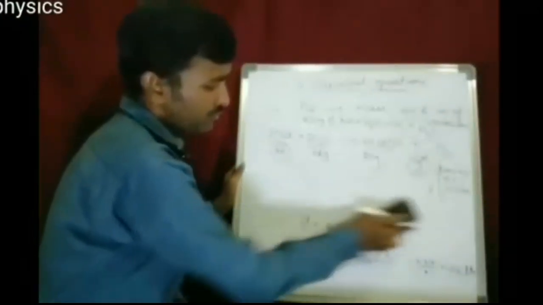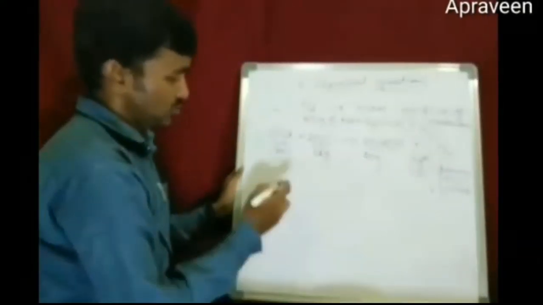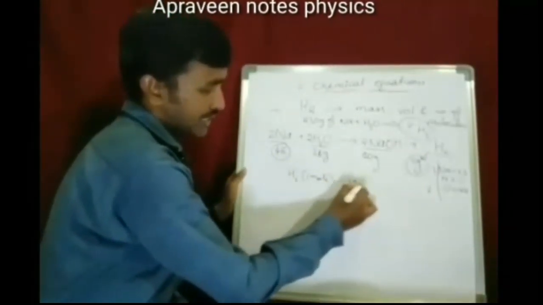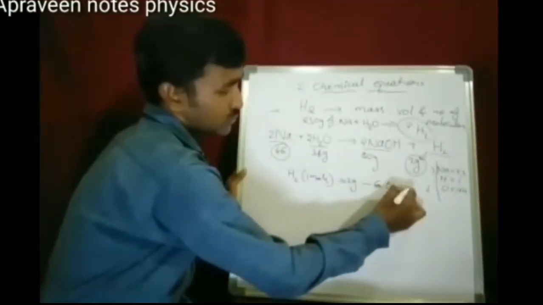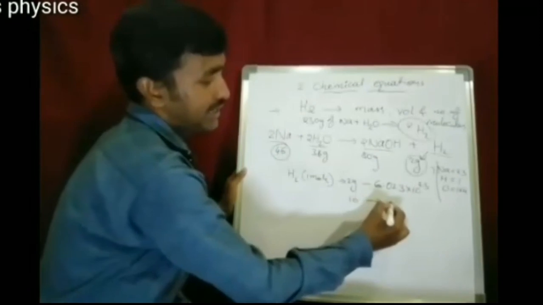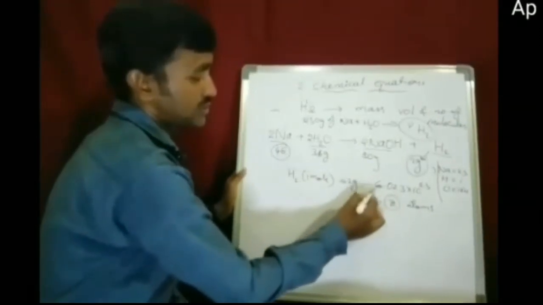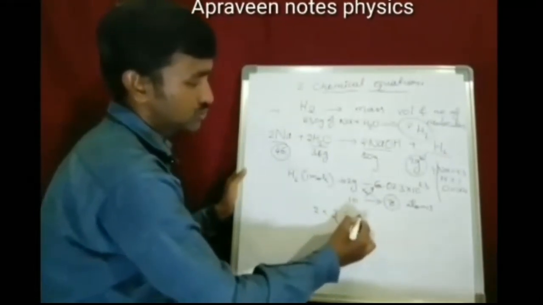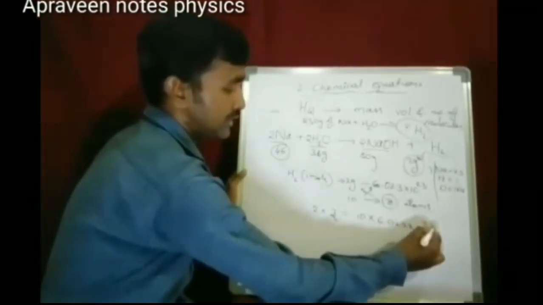Then the number of molecules present in these 10 grams of hydrogen gas. Hydrogen, if it is 1 mole, that means 2 grams, consists of 6.023 into 10 to the power of 23 atoms. If it is 10 grams, how many atoms? I will take that as Z. The same cross products are equal. So 2 into Z equals 10 into 6.023 into 10 to the power of 23.